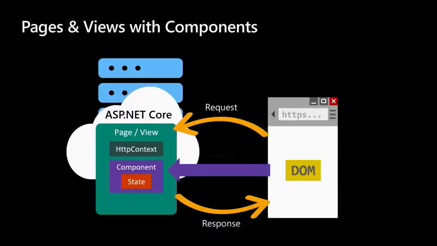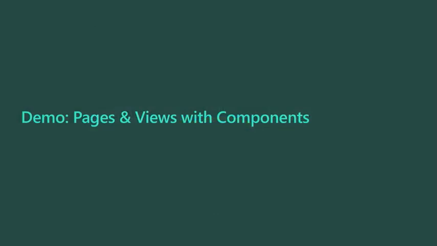And then when the response goes out, the whole thing gets sent, the result of the component rendering, along with the rest of the page or view. Then the WebSocket connection, the SignalR connection, can be established back to the server, and that component can then become interactive. So you can imagine adding little interactive widgets to your pages and views. Let me show you what I mean and how that works.